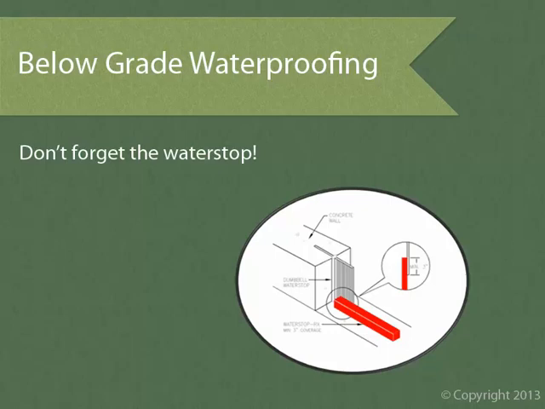Regardless of the type, water stop always goes in the middle of a concrete cold joint and is used because cold joints are highly susceptible to leaks. Water stop is secondary to the membrane and doesn't physically attach to the membrane itself. It's essentially just an additional waterproofing measure.